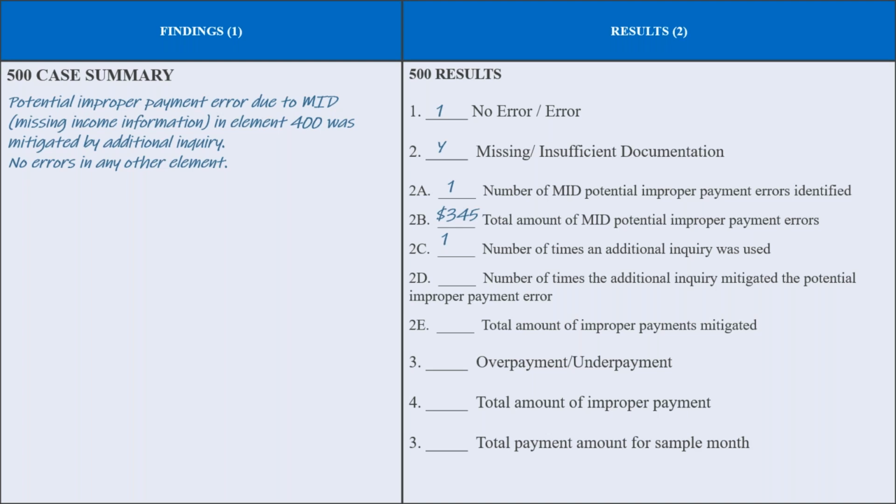The additional inquiry was used once, and it was successful. The improper payment was mitigated once. The total amount of improper payments mitigated was $345. And so there is no improper payment. There's no over or underpayment. So we have NA for item 3. Total amount of improper payment is 0. And the total payment amount for the sample month is $345.